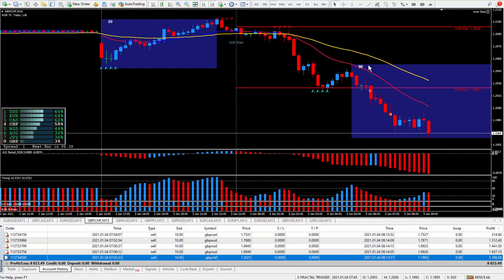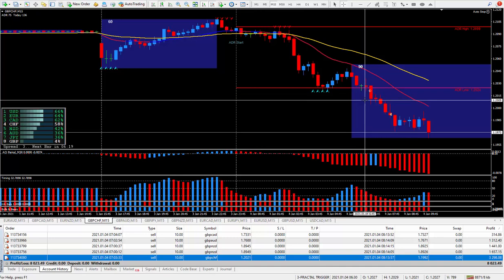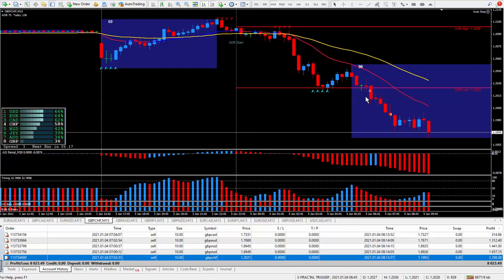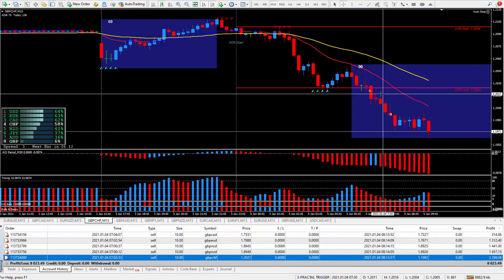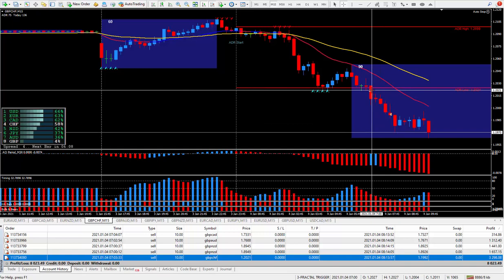I got in here. Now this would have been ideally the best entry right here, but I didn't get to the computer until right around here. I had only about 10 or 15 minutes to catch this. So anyhow, I took the trade. This one just went bang, right in my favor. Didn't even go against me. And as I said, I closed it out because I was happy with 29 pips.